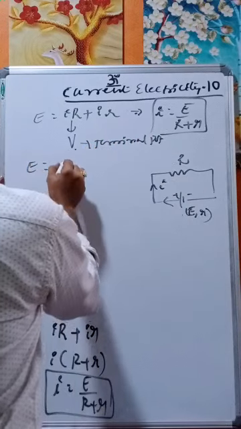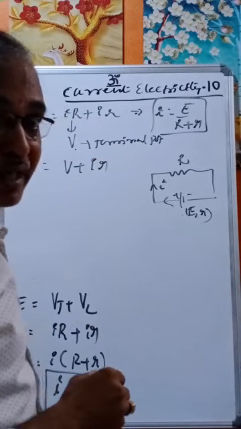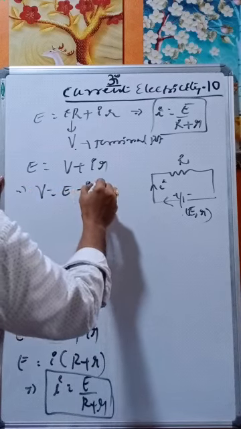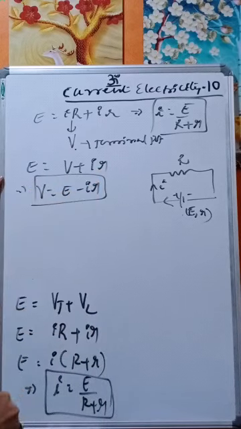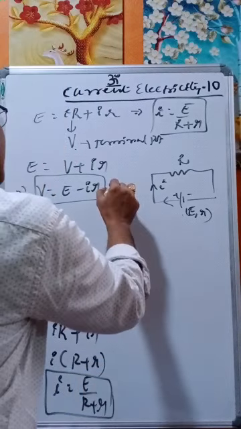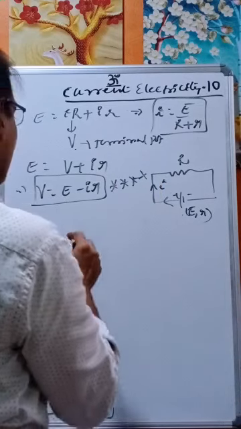Therefore, E is equal to V plus IR. This implies V is equal to E minus IR. This is a very important one.